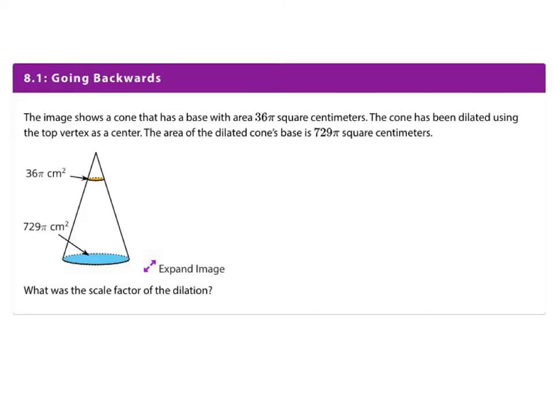So first of all, going backwards. The image shows a cone that has a base with an area of 36 pi square centimeters. It's a circle, so area is pi r squared. The cone has been dilated using the top vertex as a center. That means it's going to be a symmetrical dilation. So the area of the dilated cone's base is 729 pi square centimeters. So what was the scale factor of dilation?